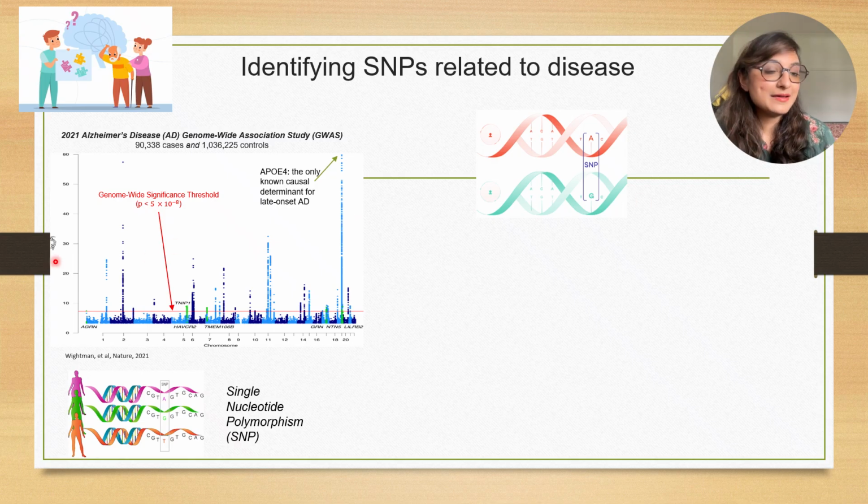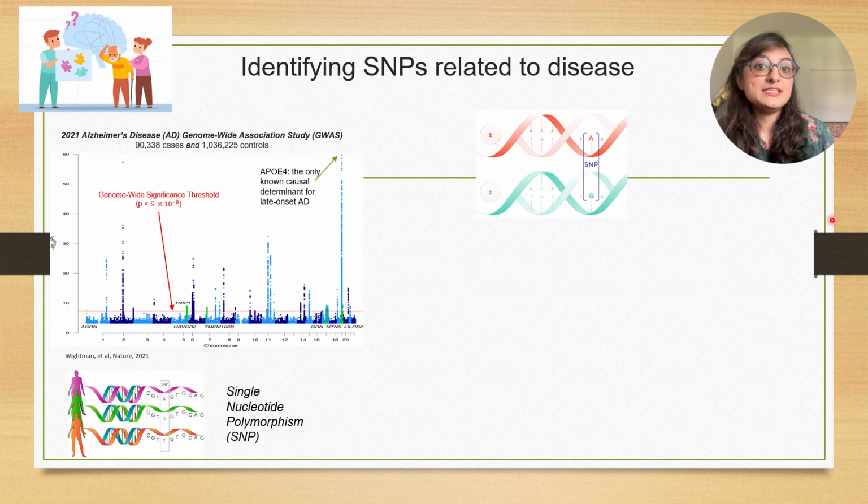So this Manhattan plot is actually from Alzheimer's disease, a 2021 study, with so many cases, people with the disease, and so many controls. Researchers use a variety of metrics to link disease risk SNPs to disease genes. ApoE4 is the only known causal determinant for late onset Alzheimer's disease. A lot of Alzheimer's disease metrics are still unknown.